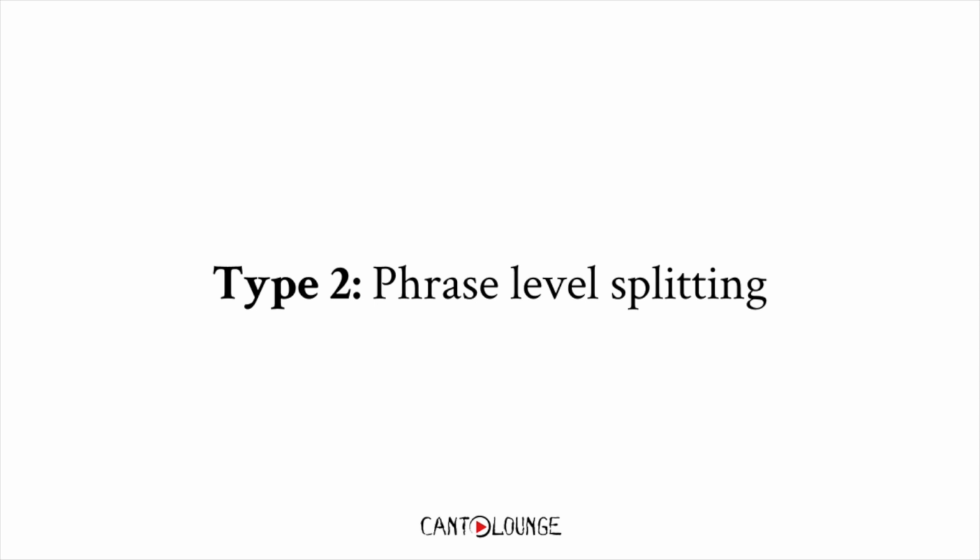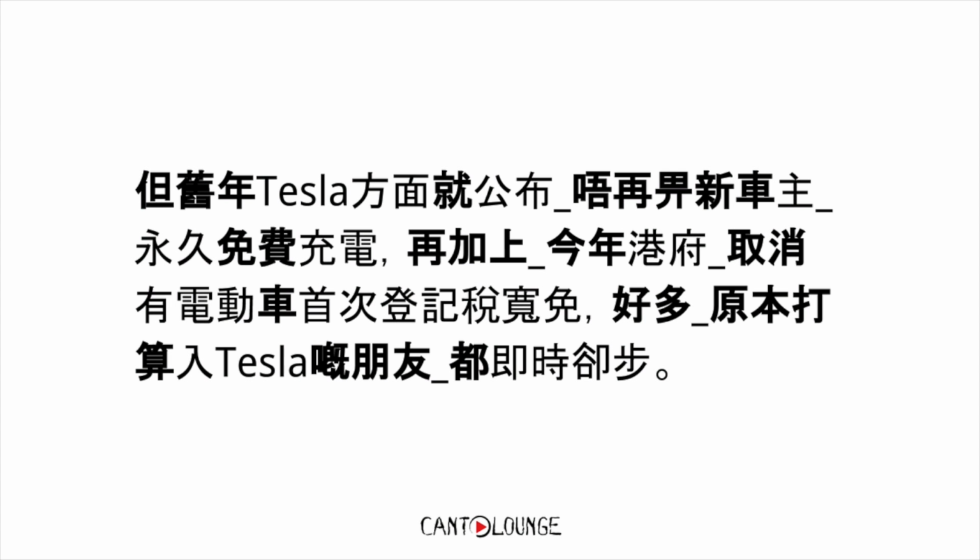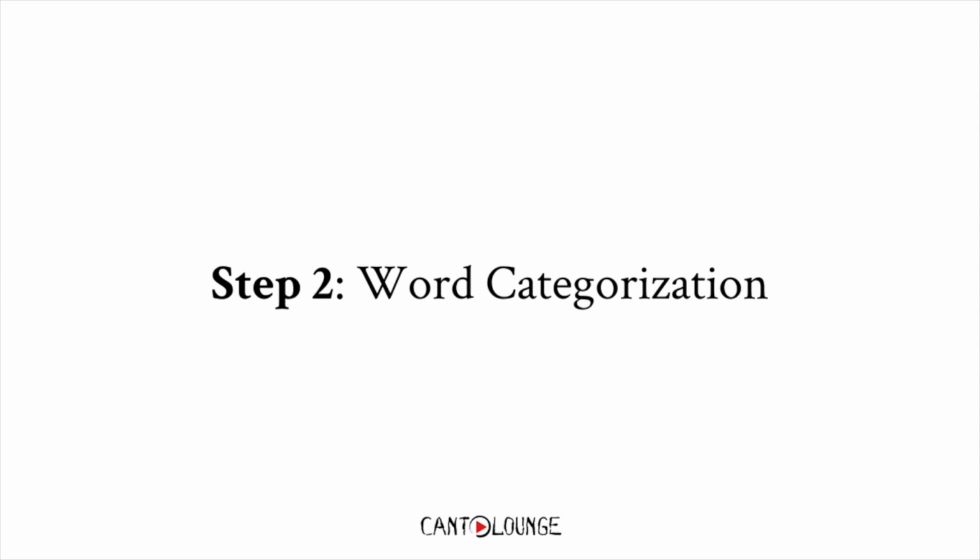The second type of splitting would be at a phrase level splitting. So once you have a bit more experience reading Chinese, native speakers generally split phrases like this, and you can kind of tell just by how they stop, where they stop. Okay. All right, so step number 2, word categorization.